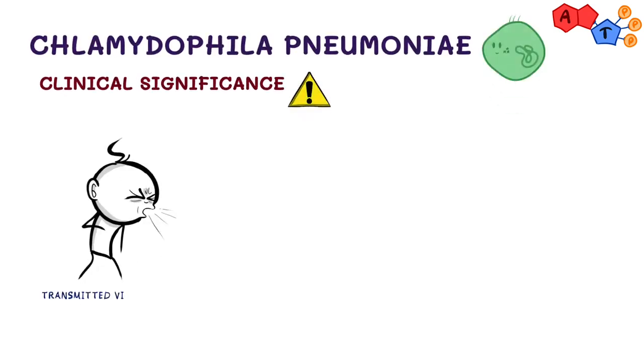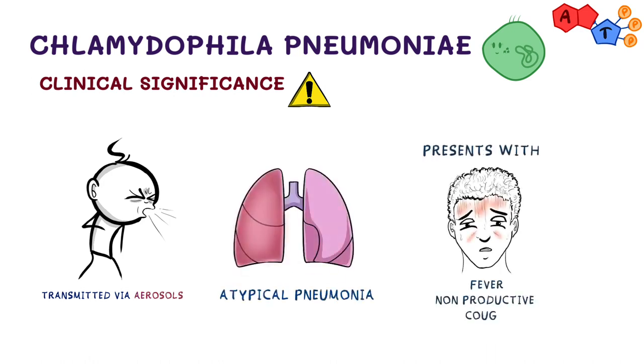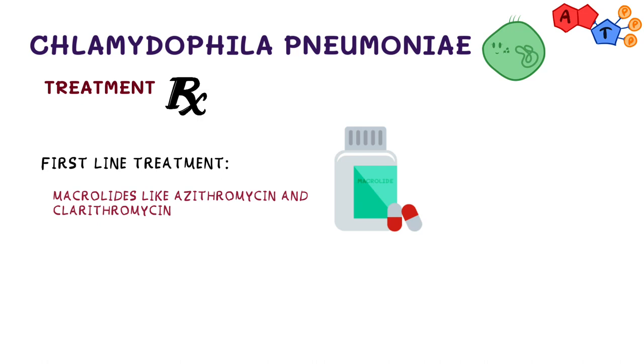Lastly, we'll go briefly over Chlamydophila pneumonia and Chlamydophila psittaci. Chlamydophila pneumonia is transmitted by aerosols. It results in atypical pneumonia, which presents with fever, non-productive cough, headache, and myalgias. The first-line treatment is a macrolide, such as azithromycin and clarithromycin, while the second-line treatment is an oral doxycycline.